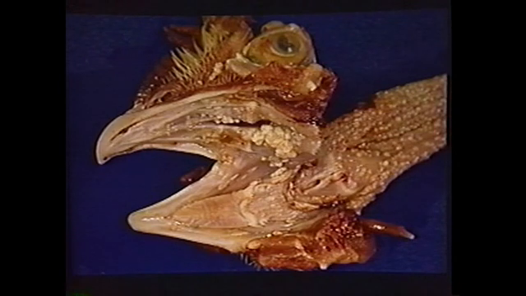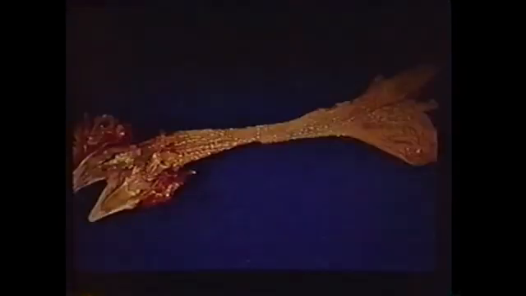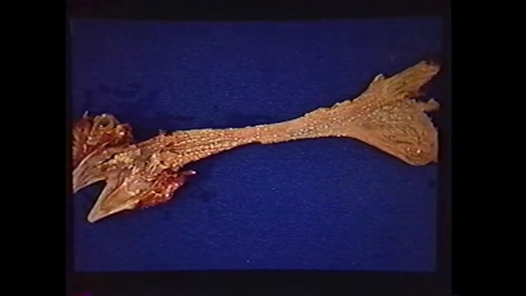Here is a chicken from a backyard flock. What you see are yellowish nodules in the oral cavity that extend into the esophagus. Here is another view where you can see the pimple-like nodules extending from the oral cavity into the esophagus and then into the crop.